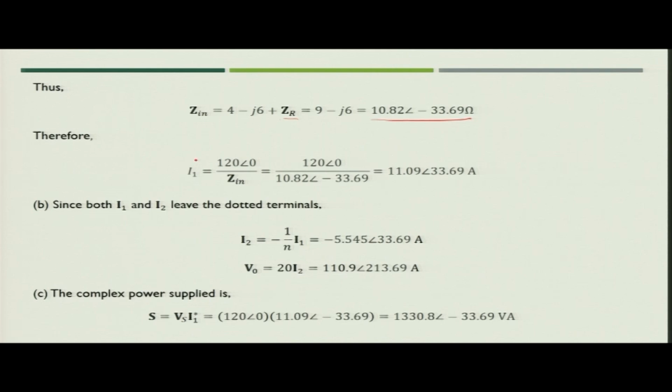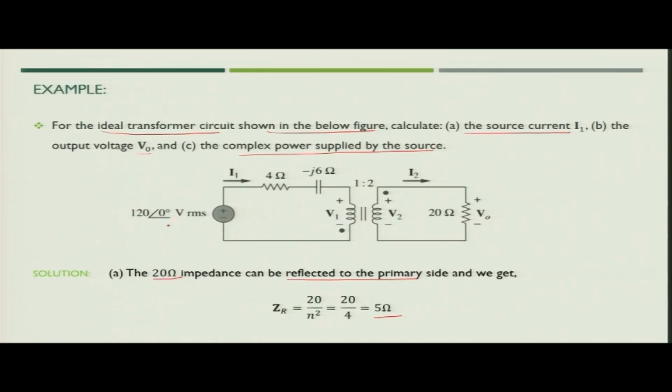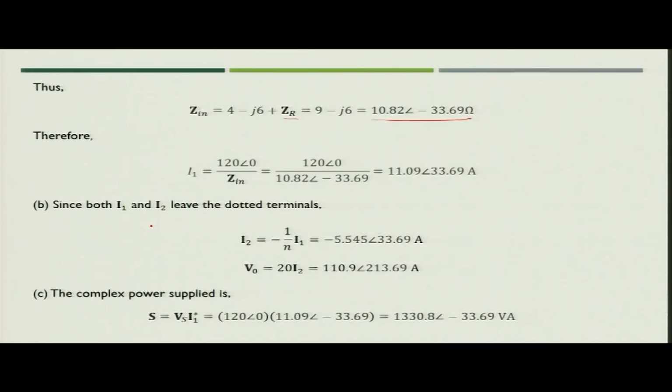Therefore, current I1 will be the voltage V1, that is 120 angle 0, divided by the input impedance, and when you simplify, you get I1 equal to 11.09 angle 33.69 ampere.